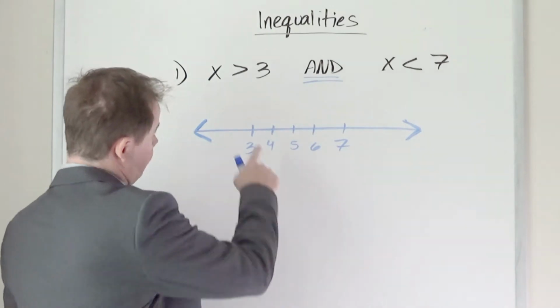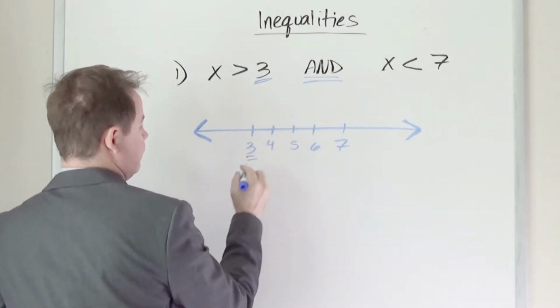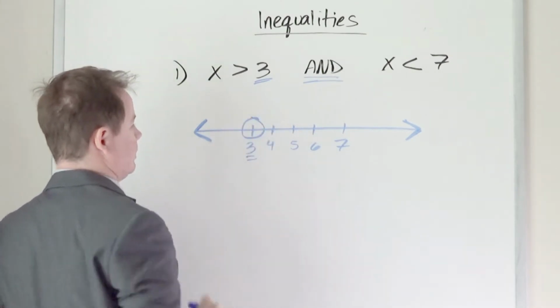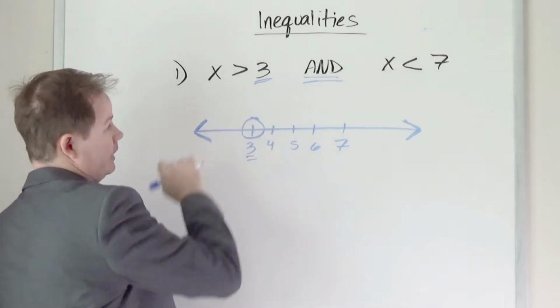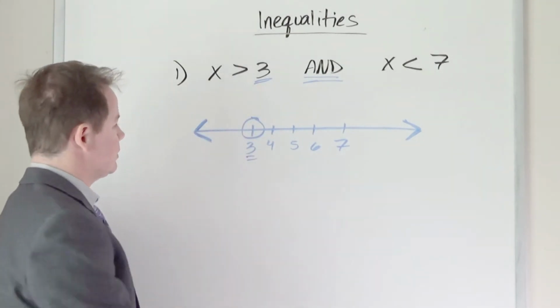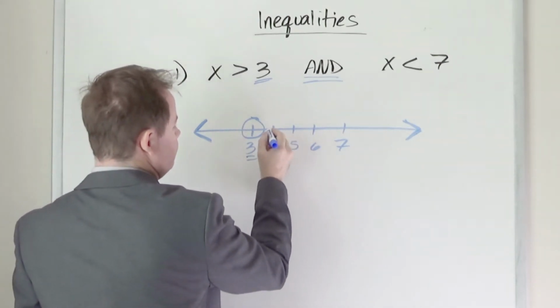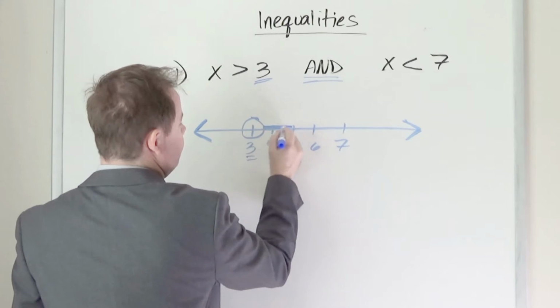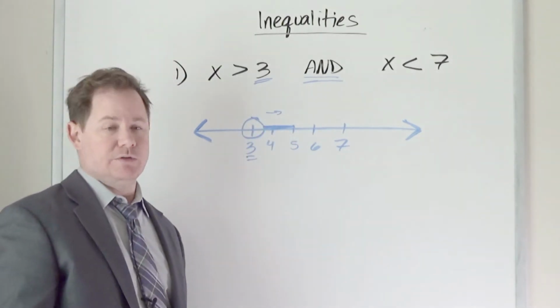If x is greater than 3, we're going to go to that value. We're going to go to 3. We're going to place a circle. We leave it as an open circle because it's greater than. It doesn't have the line underneath. It's not greater than or equal to. It's just greater than. So we leave it as an open circle. And then for greater than, we're going to fill in everything in this direction. So we would be filling in to the right of 3.